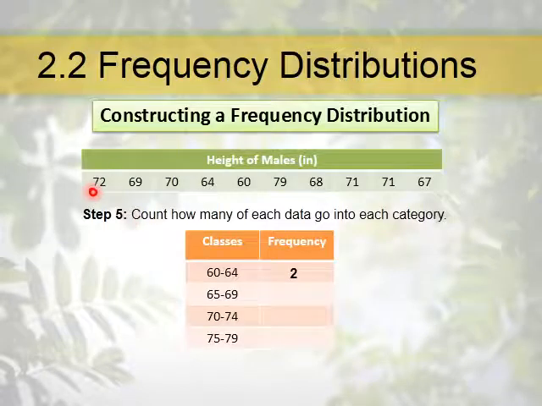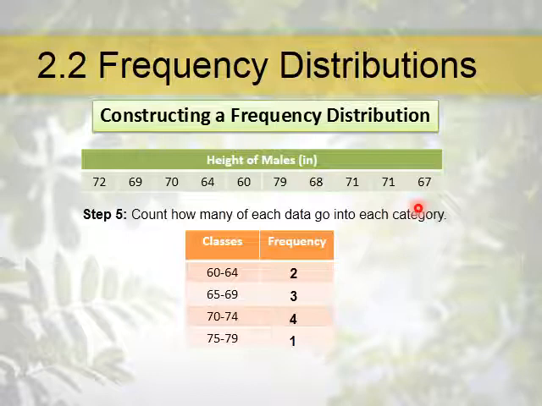Well, looking through here, 72 is not, of course. 69 is. 64 is not. 68 is. And 67 is. So it looks like we have 3 that are between 65 and 69. Now, between 70 and 74, we're going to have 4. And between 75 and 79, we're going to have 1.